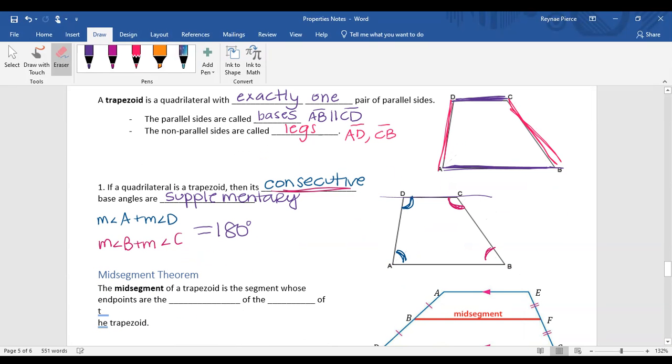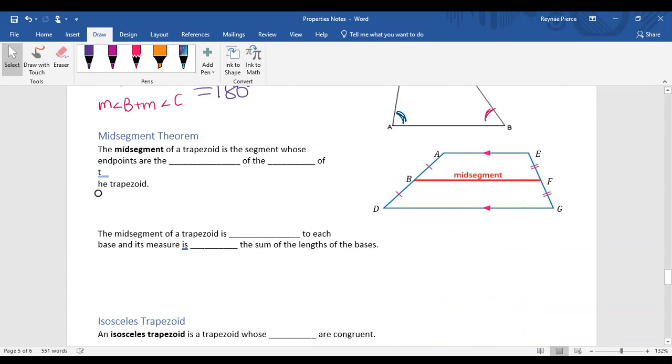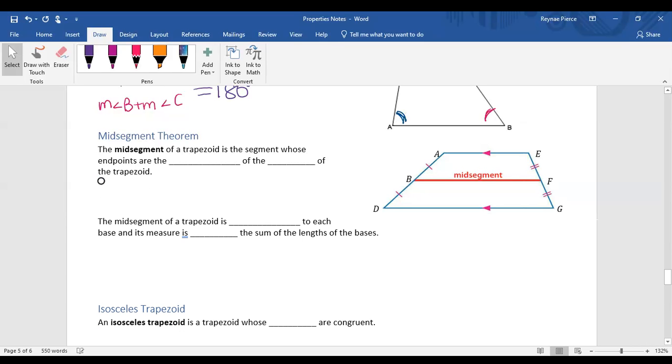But we're going to talk about the mid-segment of a trapezoid real quick before we get to talking about more properties. The mid-segment of a trapezoid, much like the mid-segment of a triangle, the endpoints are the midpoints of the legs. Remember the legs are the two sides that are not parallel. B here is a midpoint, F here is a midpoint. So the line segment BF is the mid-segment of a trapezoid.